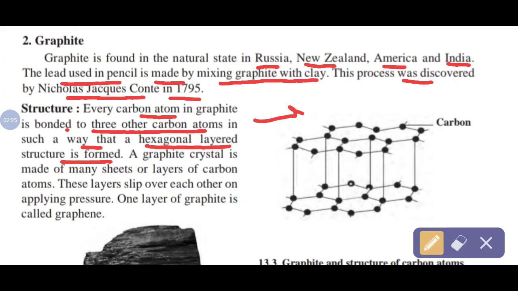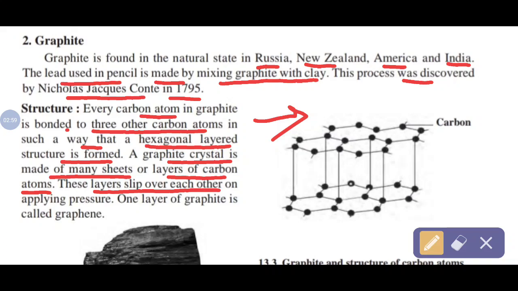See in this figure. A graphite crystal is made of many sheets or layers of carbon atoms. Many sheets or many layers of carbon present in a graphite crystal. So these layers slip over each other on applying pressure. If we apply the pressure on these layers, then what happened? These layers slip over each other in graphite.